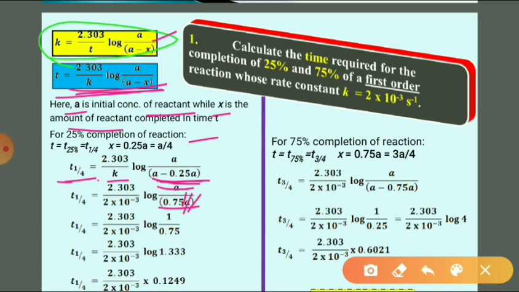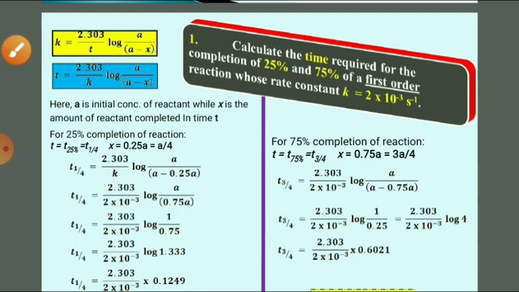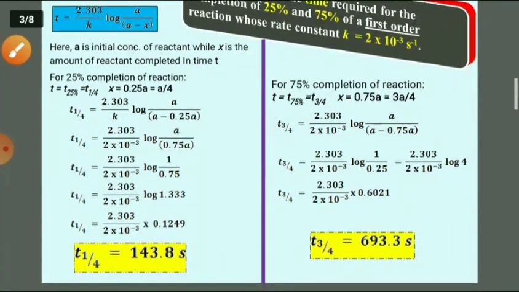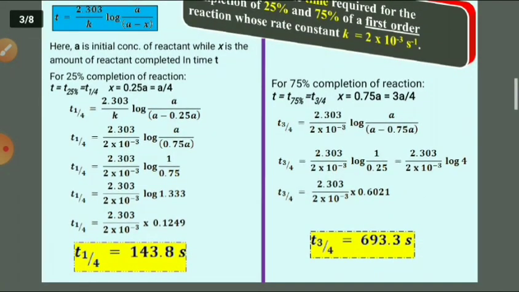The a gets cancelled. Now we get log of 1 upon 0.75. Now that 1 upon 0.75 is nothing but 1.333. So this is the value of 1 upon 0.75.